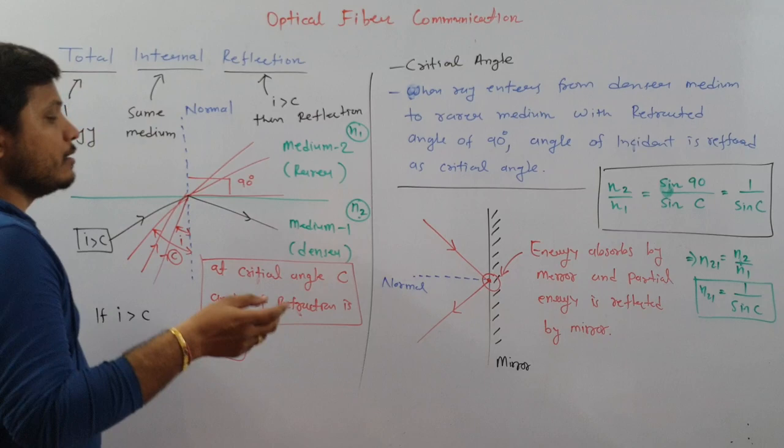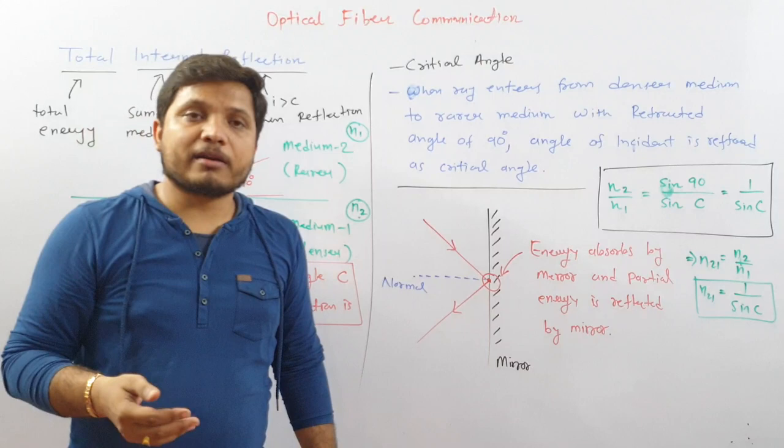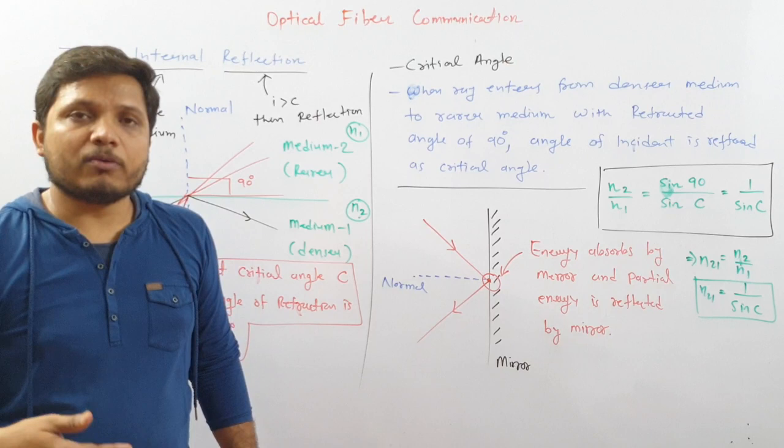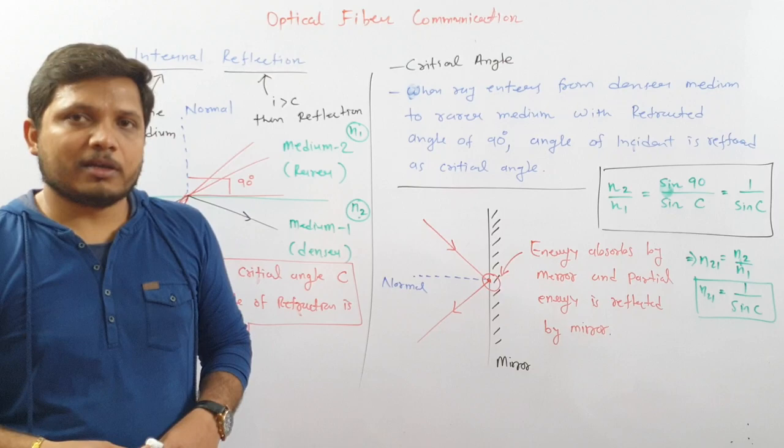And here applications are glittering of diamond, optical fiber, prism. So there are so many applications which we can use to have real life solutions by using total internal reflection. I hope that you have understood this session.